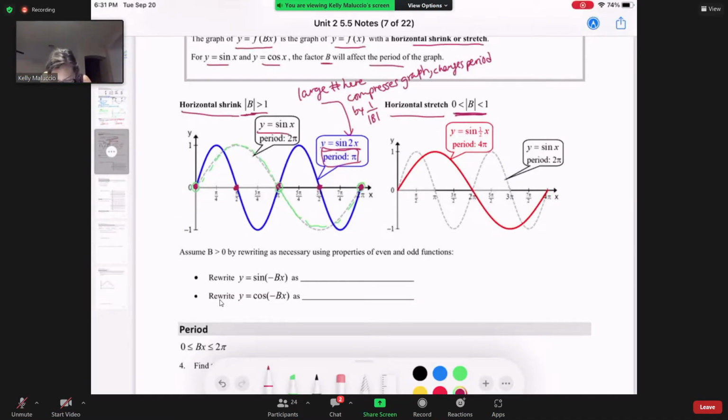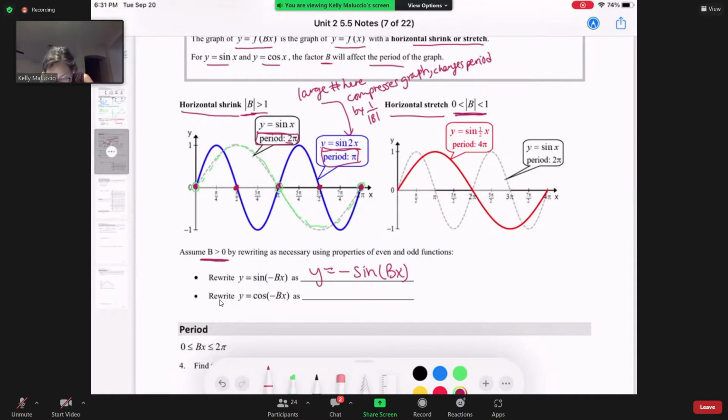So when assuming b is greater than 0, if we want to see sine of negative bx, it's just going to be y equals negative sine bx. Because remember, this is where even and odd come into play. Looking at our sine, our period changes by 1 over b, and if there's a negative there, it just makes every point the opposite sign. So it's negative sine bx.